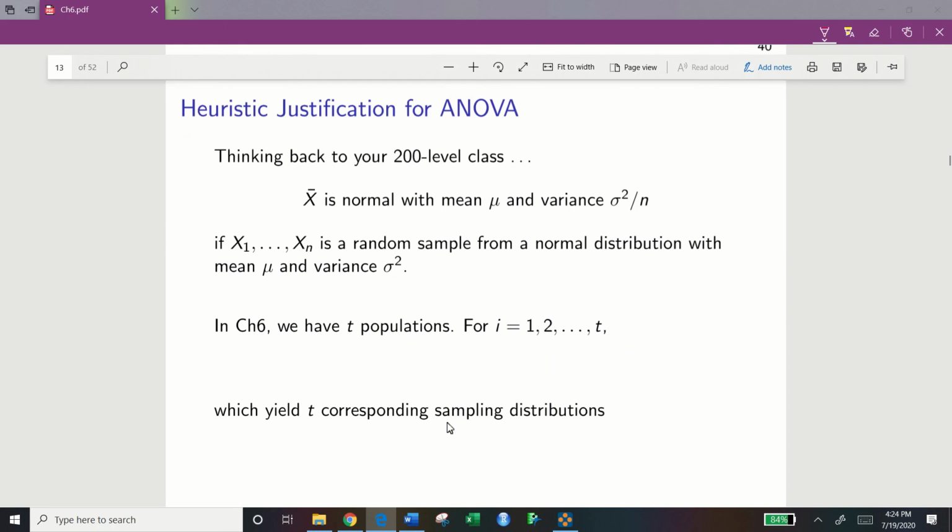Okay, so this leads us to talk about our heuristic justification for ANOVA. But at this point, I think this is a pretty good stopping point for the first part of the lecture.